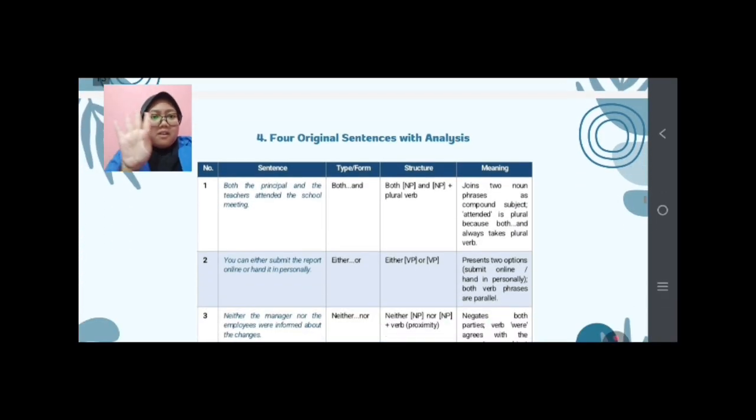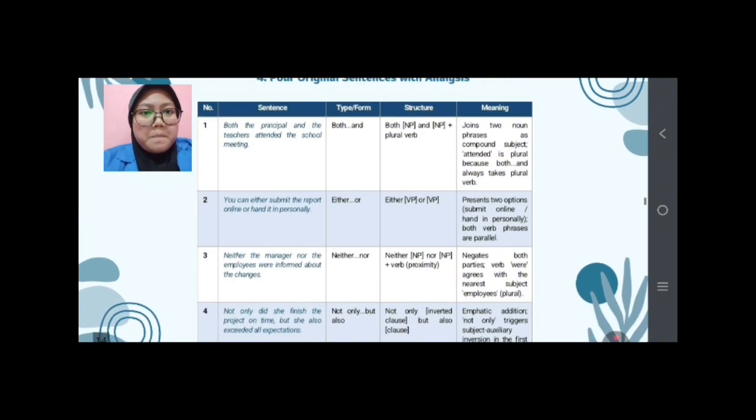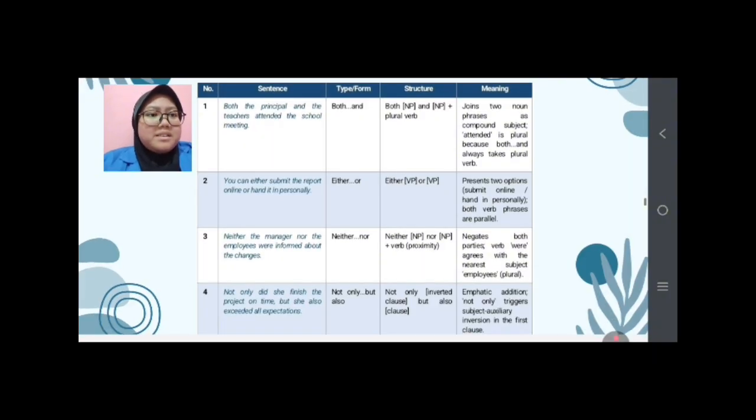Okay. For original sentences with analysis. Let's go. Both the principal and the teacher attended the school meeting. They form both... and. Structure: both... and plus plural verb. Meaning: joins two noun persons as a compound subject, attendance is plural because both... and always takes plural verbs. You can either submit the report online or hand it in personally. Either... or.